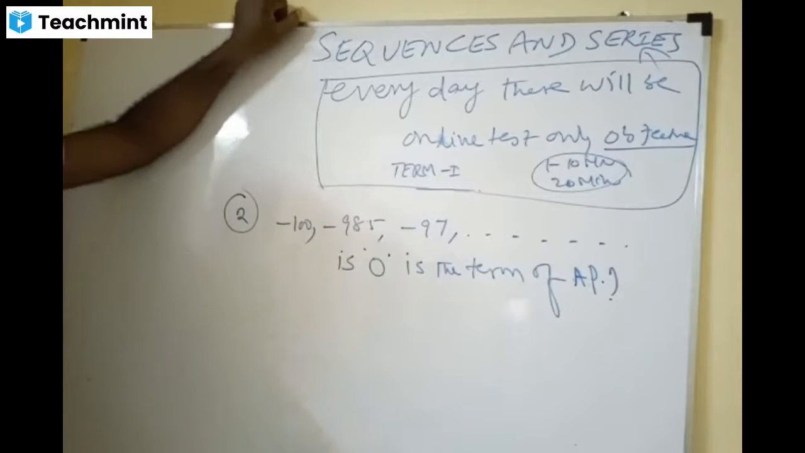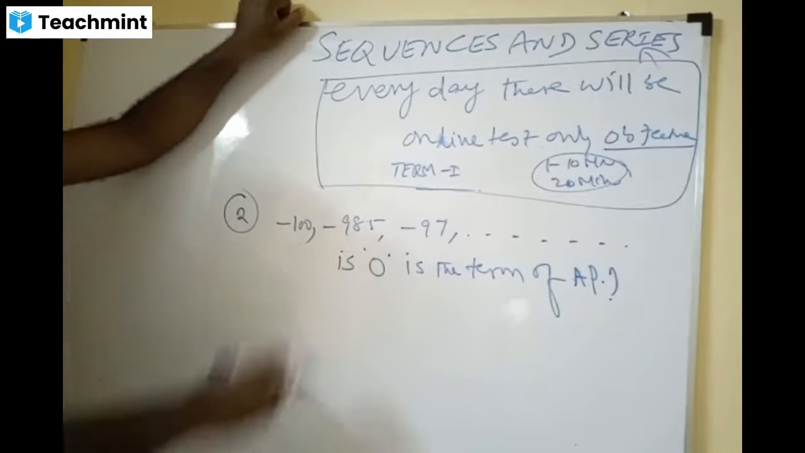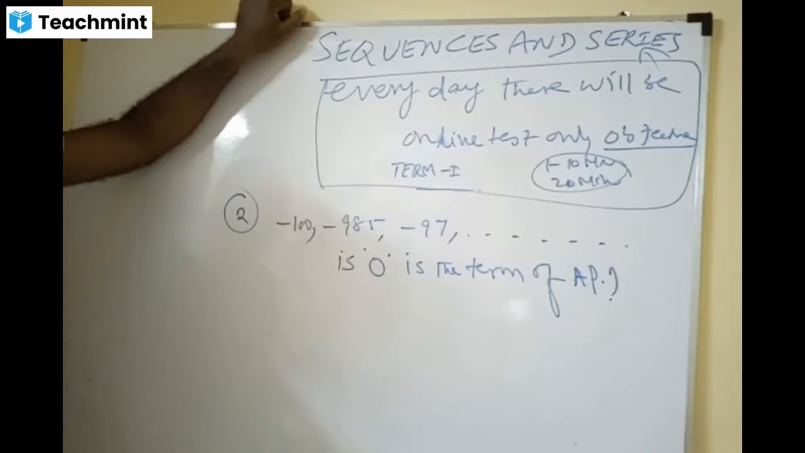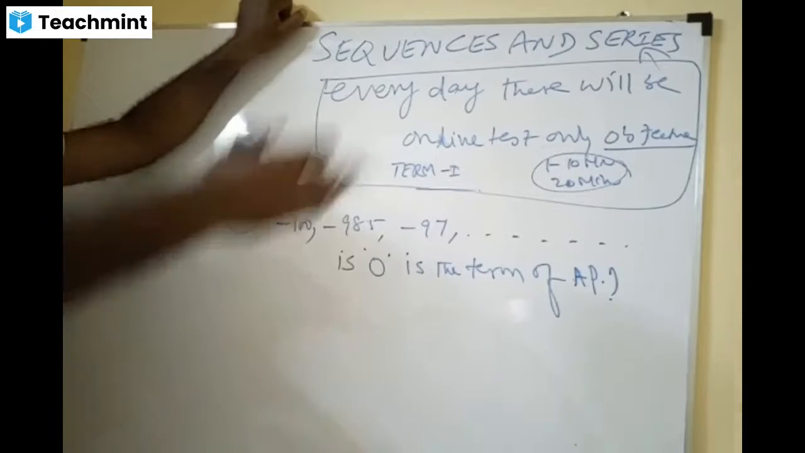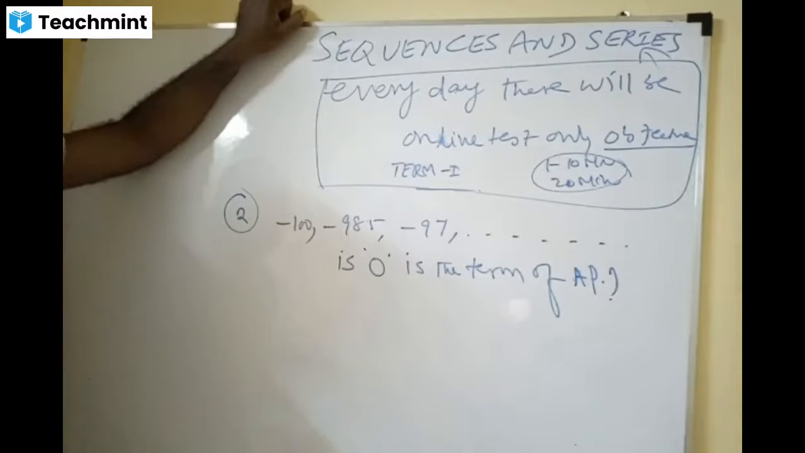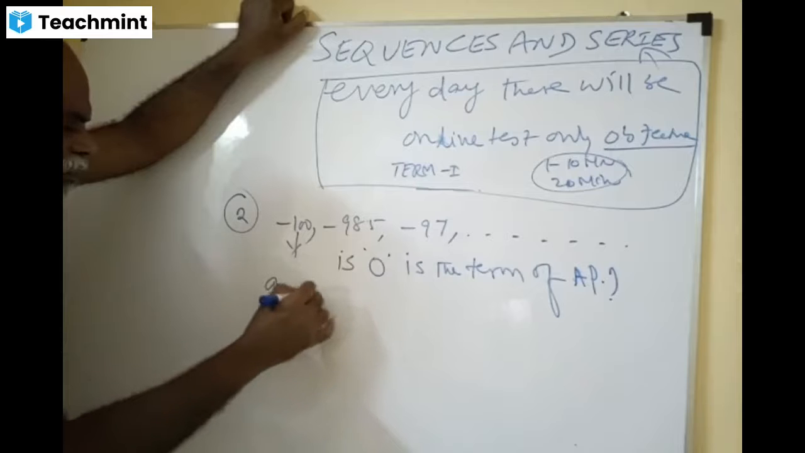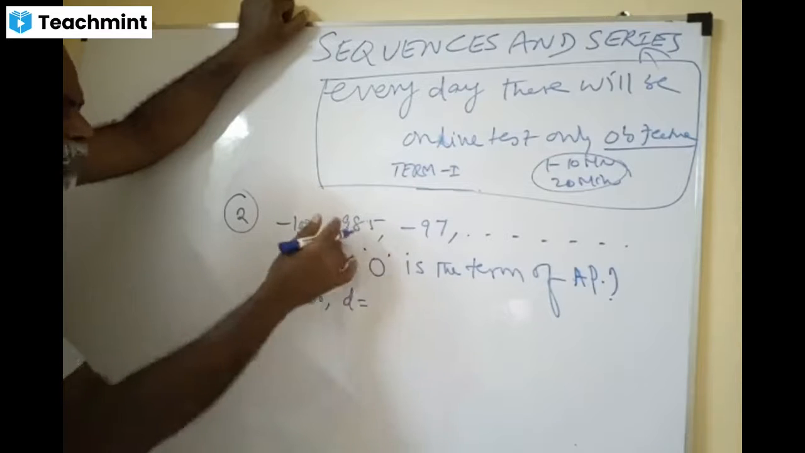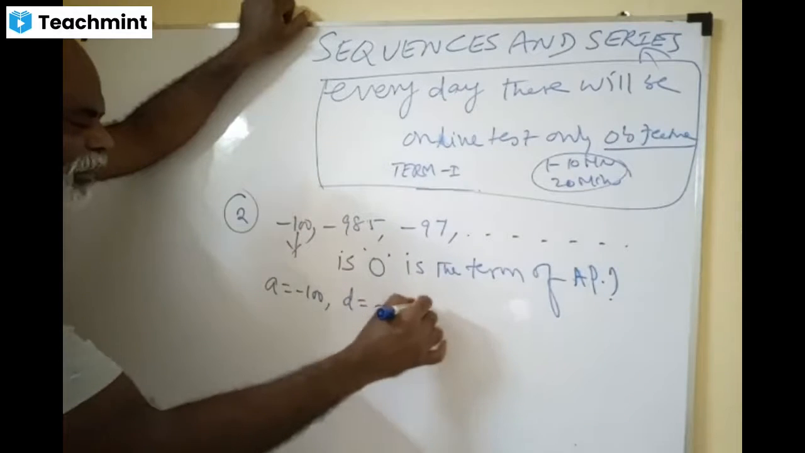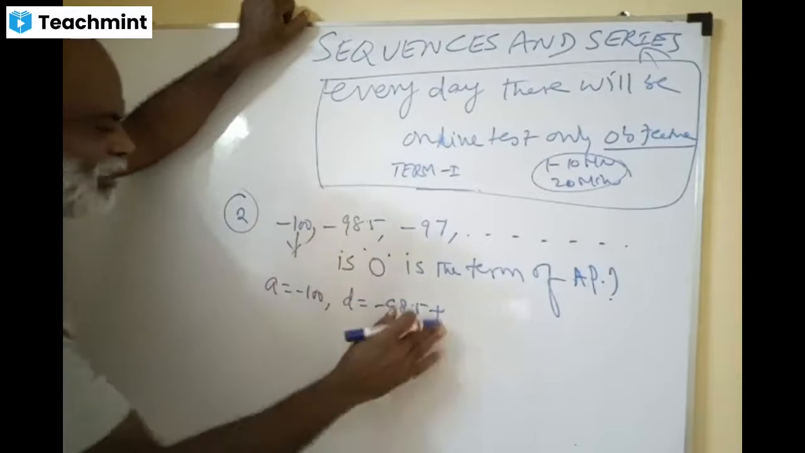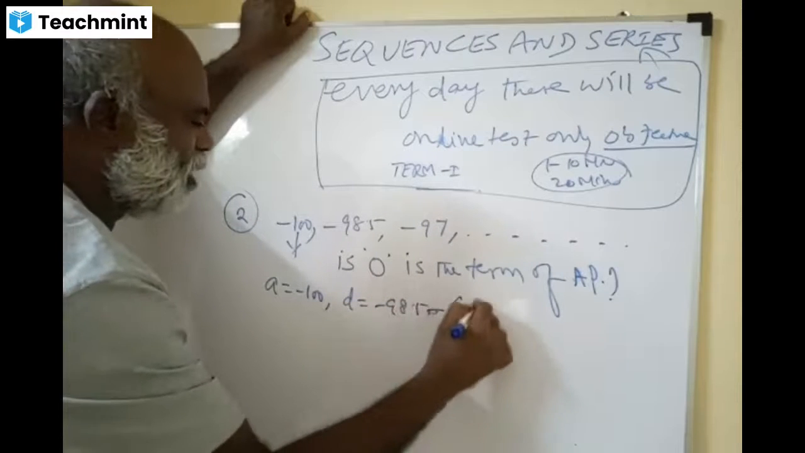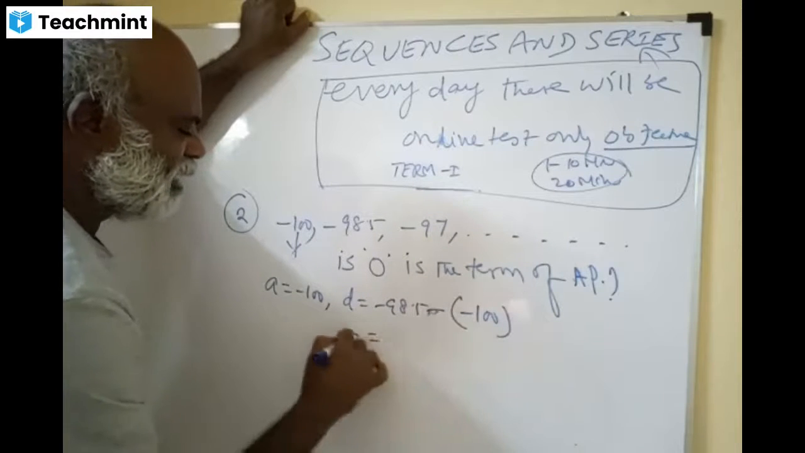Minus 100, minus 98.5, minus 97. If you write it out, you will get it, but it will take half an hour. So how to do it now? You take your A as minus 100. And what is your D? Minus 98.5 plus minus of minus 100. D is nothing but what?